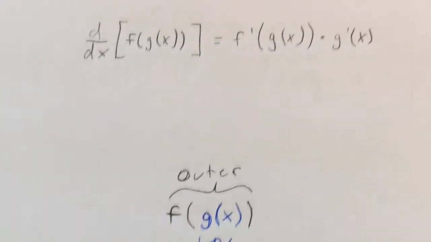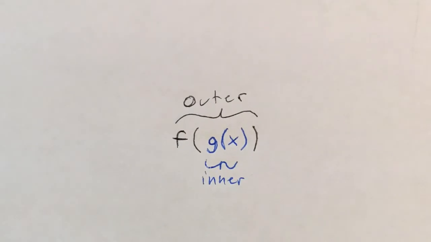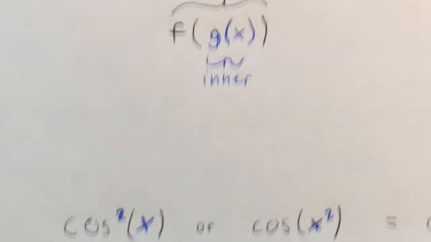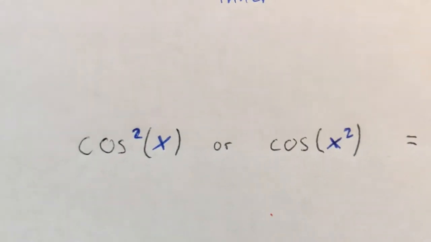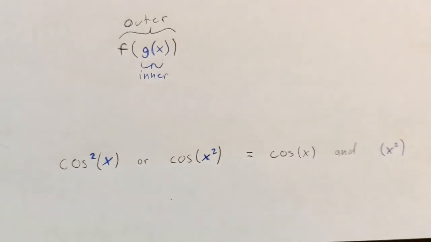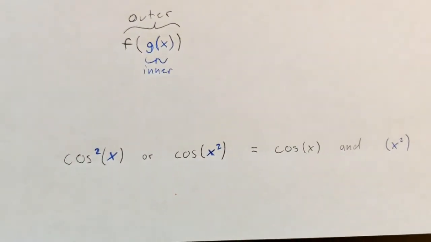So to look at it simply, you can see that f would be the outer function and g of x the inner function. So, as a quick example, if you had cosine of x squared, you could see that cosine of x is the outer function and x squared is the inner function.